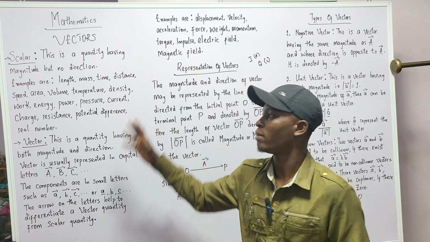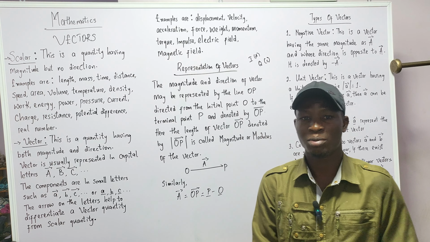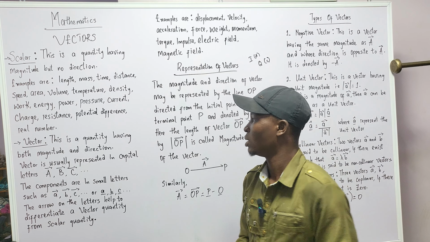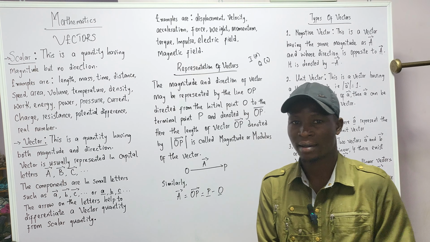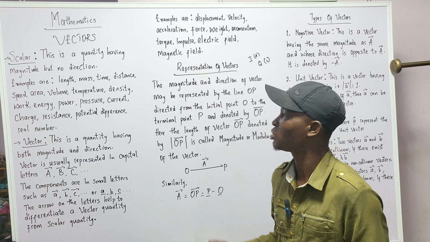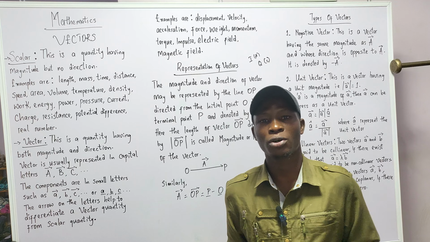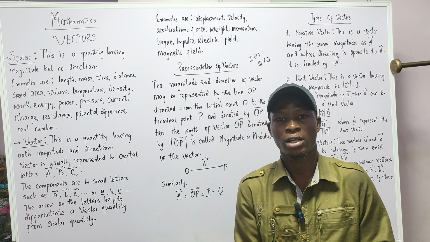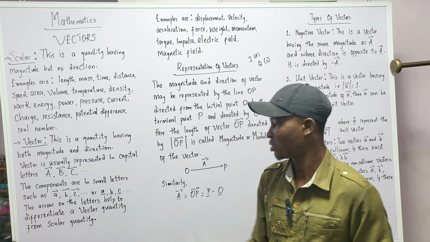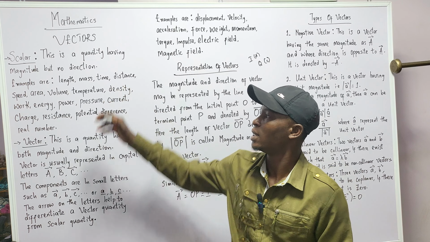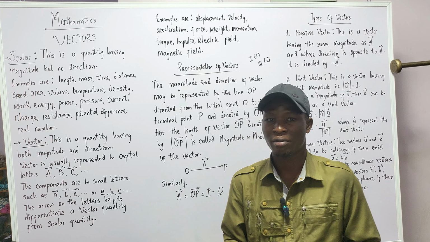You have to know this offhand. You have to know everything offhand. Because, for example, if your exam is a CBT exam, a computer-based exam, they can ask you which one is not a scalar. They can list time, mass, temperature, impulse. Is impulse a scalar? No, impulse is a vector. We'll come to that. So you have to know these examples offhand.